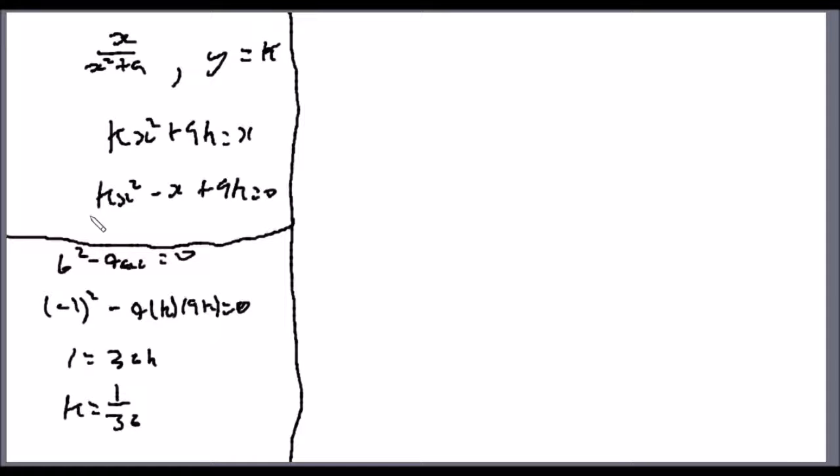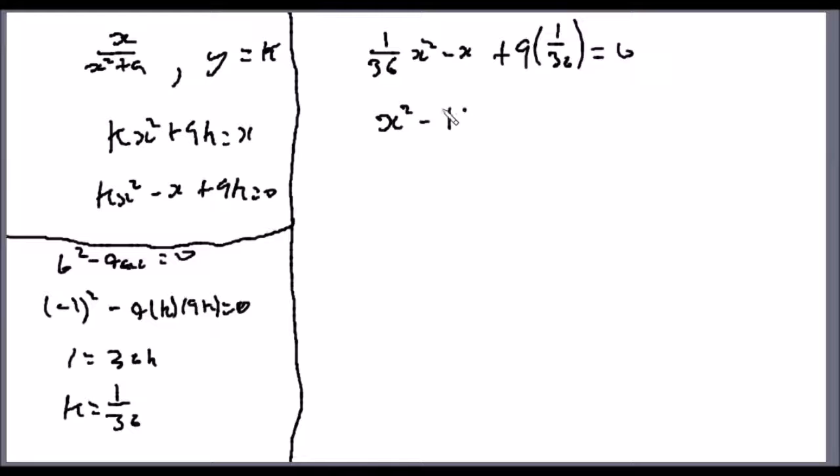So input this back into this equation. So 1/36 x squared minus x plus 9 times 1/36 equals 0. Multiply by 36, x squared minus 36x plus 9 equals 0. I'm just going to complete the square.